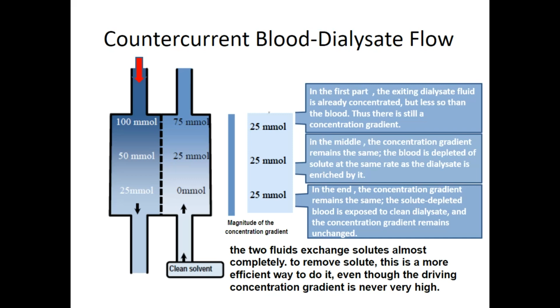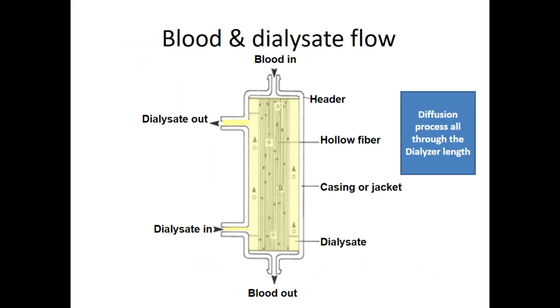The solute-depleted blood is exposed to a completely clean dialysate, and the concentration gradients remain unchanged. So the two fluids exchange solutes almost completely to remove solutes. This is a more efficient way to do it, even though the driving force and the driving concentration gradient is never very high. So we have a blood pathway and a dialysate pathway and a diffusion process all through the dialysis.